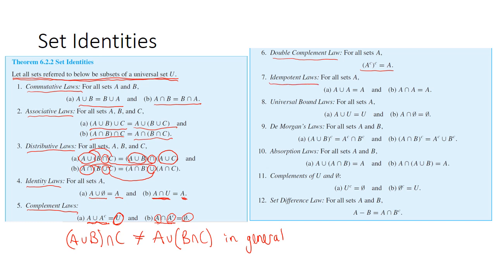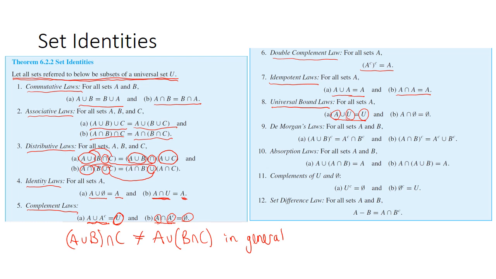Next one, idempotent laws. If you union a set with itself, it doesn't do anything. Intersect a set with itself, doesn't do anything. It's just the set again. It's kind of obvious. Universal bound laws. If you union a set with the universal set, which is larger, you're going to end up with the universal set. This is everything that's in A or in the universal set, and we already assumed that A was in the universal set, so you're going to end up with the universal set.